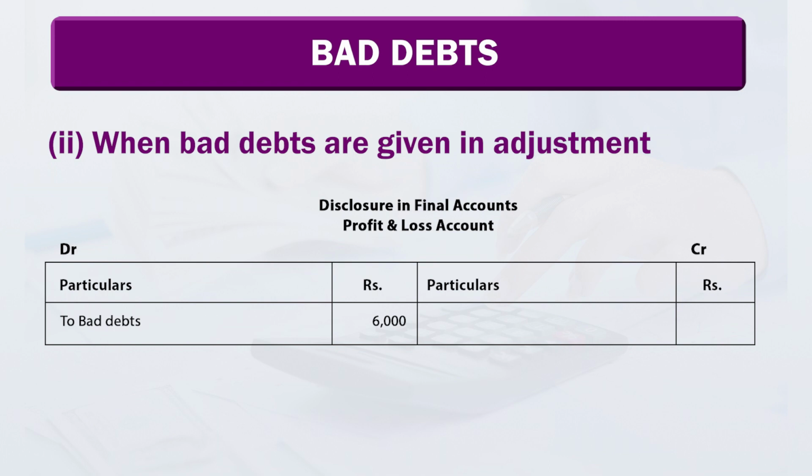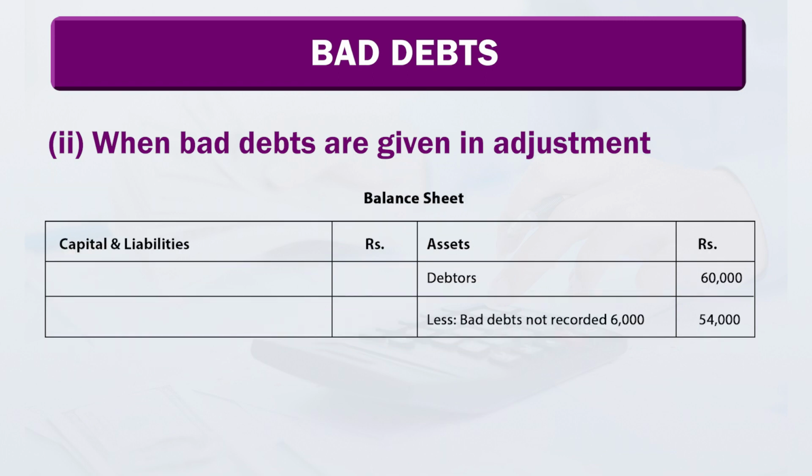In the profit and loss account, we have to disclose bad debt of 6,000 rupees as a loss. The second effect is shown on debtors in our balance sheet: debtors we are having of 60,000, and from that 6,000 rupees will be deducted. So, 54,000 rupees to be shown.